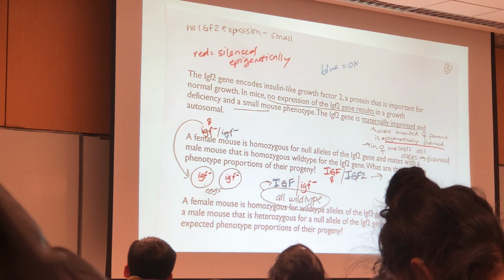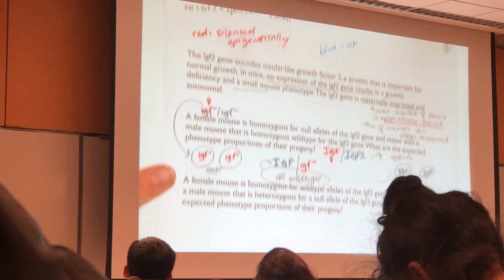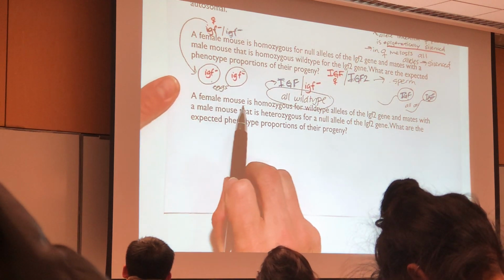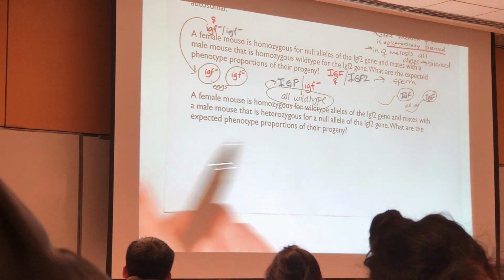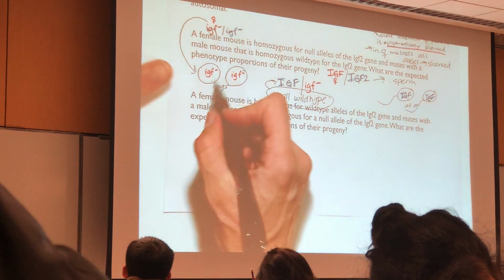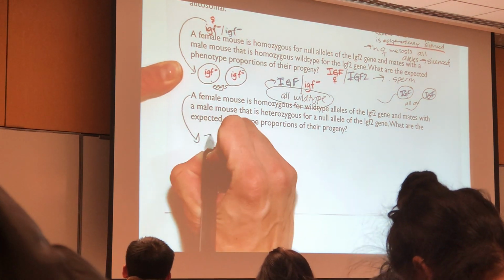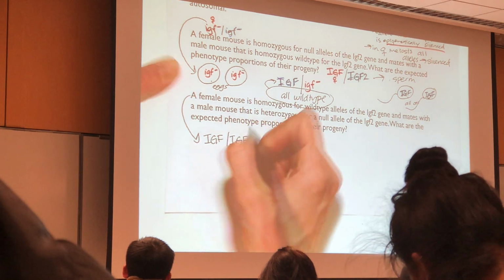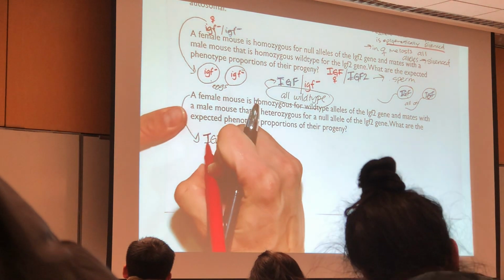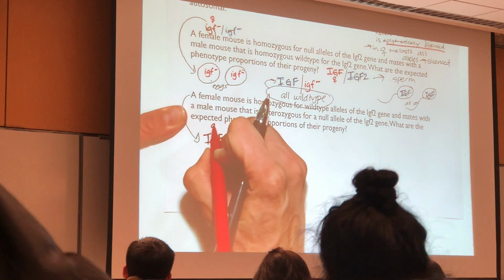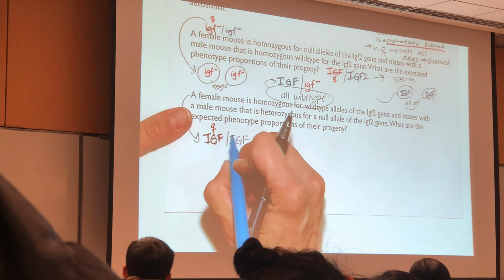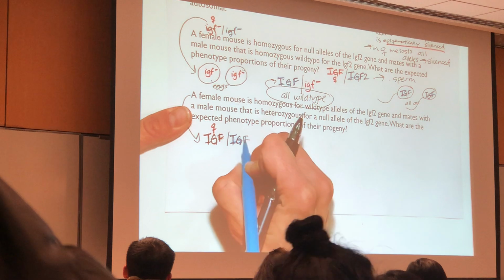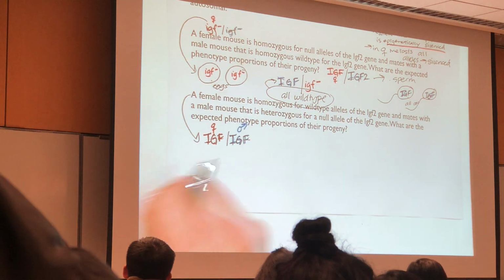Let's keep rolling with this. Let's switch it up. The female mouse is now homozygous for wild type alleles of the IGF2 gene. So here we go. Hers are IGF, IGF. One will be silenced, the one that she inherited from her maternal parent. The one that she inherited from her paternal parent will be on.